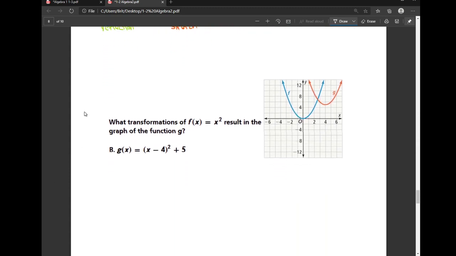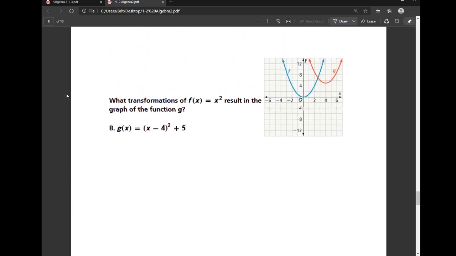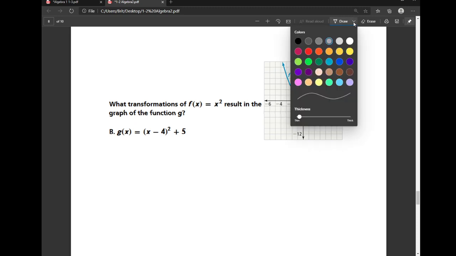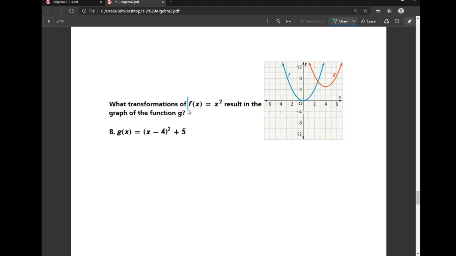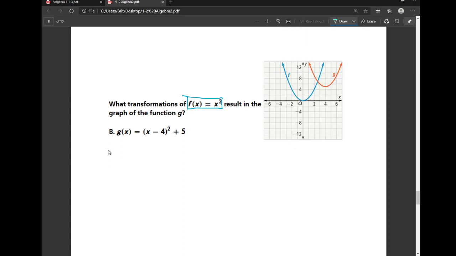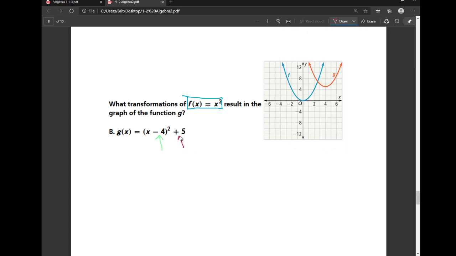Let's try another one. So now for this one, again we're dealing with our parent function, the normal parabola of x squared. And looking at the equation, I see two things that have changed. I see this -4, and I see this +5.